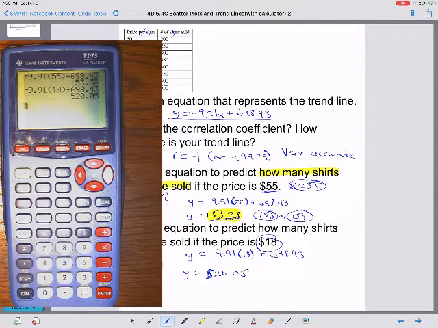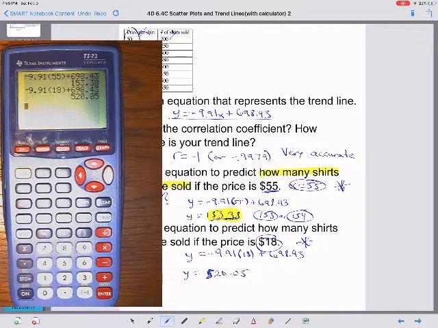Now we did some interpolating with this one. This is called interpolating. This would be extrapolating. Extrapolating because we went outside this domain here. And then the other one, $18, is interpolating because it was within that range or domain. And that's how you're going to answer these questions.